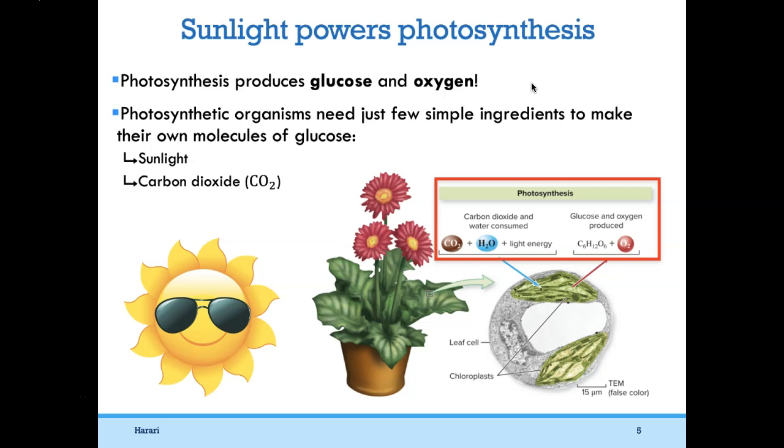We need CO2, right? So plants rely on carbon dioxide from the atmosphere. And finally, water. So these are the ingredients. This is the equation for photosynthesis. So we need the ingredients of CO2, water, and sunlight in order to get out glucose and oxygen.